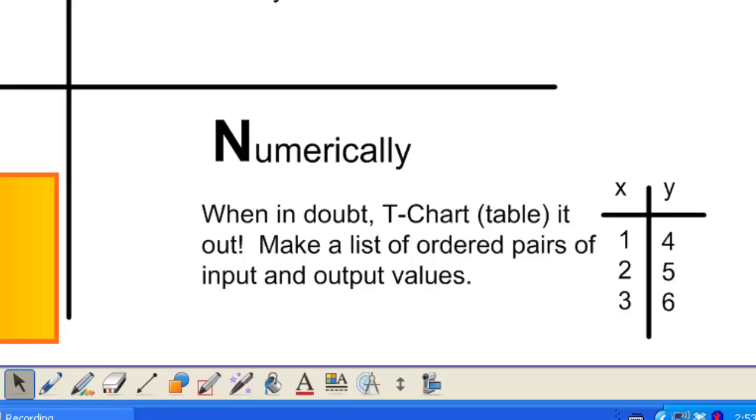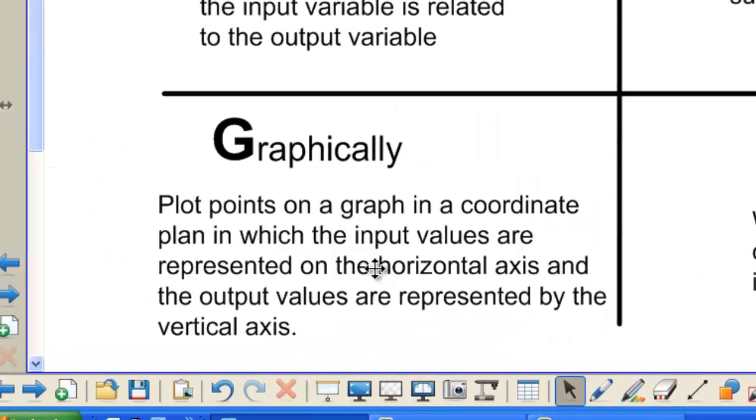You can also do a set of ordered pairs like we had in the previous slide, but that's what we mean by numerically. And then graphically, it's where we plot points on a graph in a coordinate plane, where the input values are on the horizontal axis and the outputs are on your vertical axis.